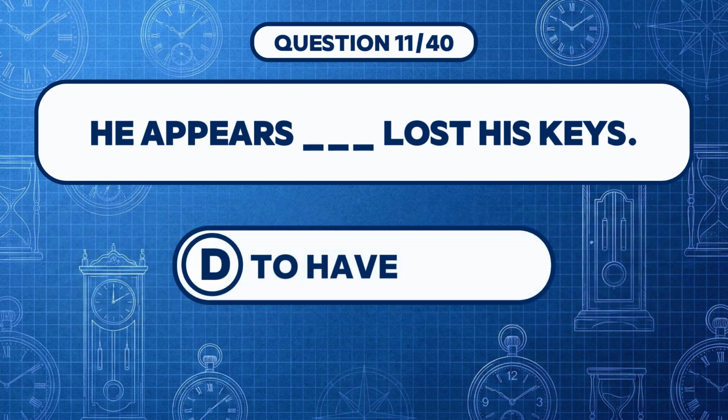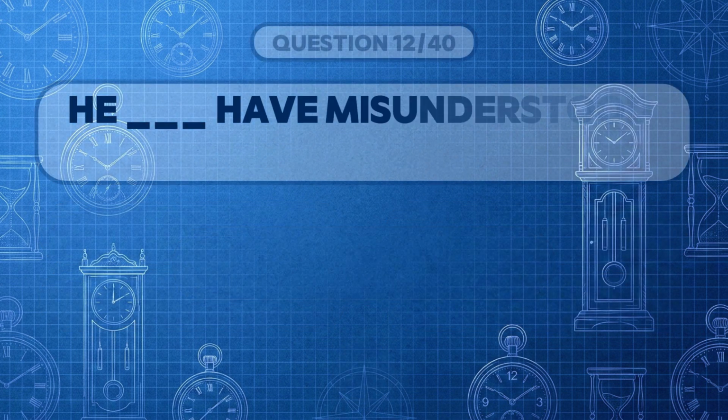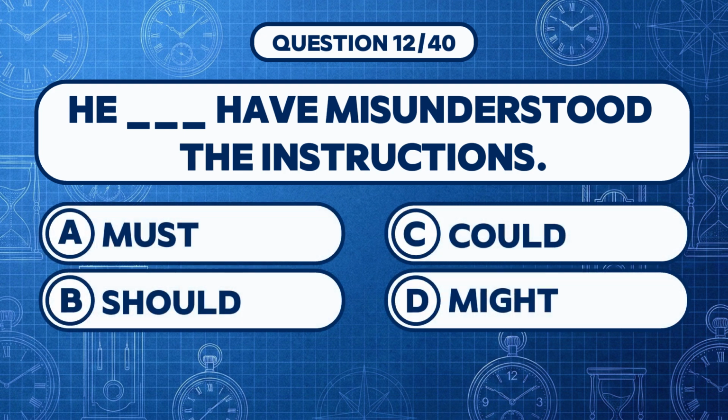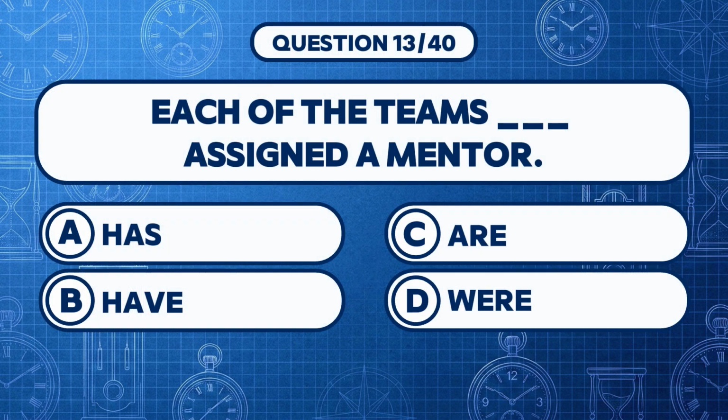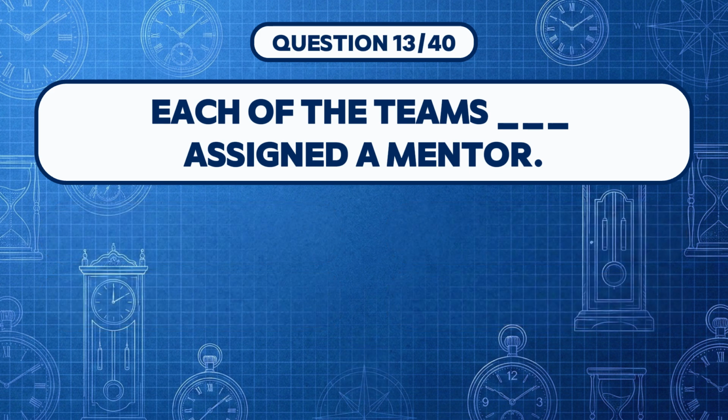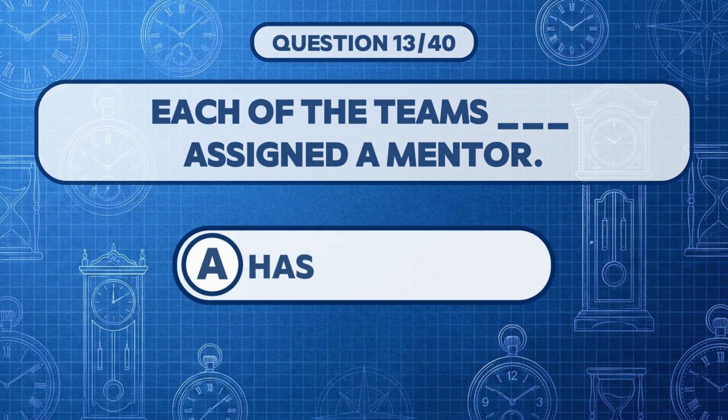Answer D. He appears to have lost his keys. Fill in the blank with the correct option. Answer C. He could have misunderstood the instructions. Can you guess the missing word? Answer A. Each of the teams has assigned a mentor.